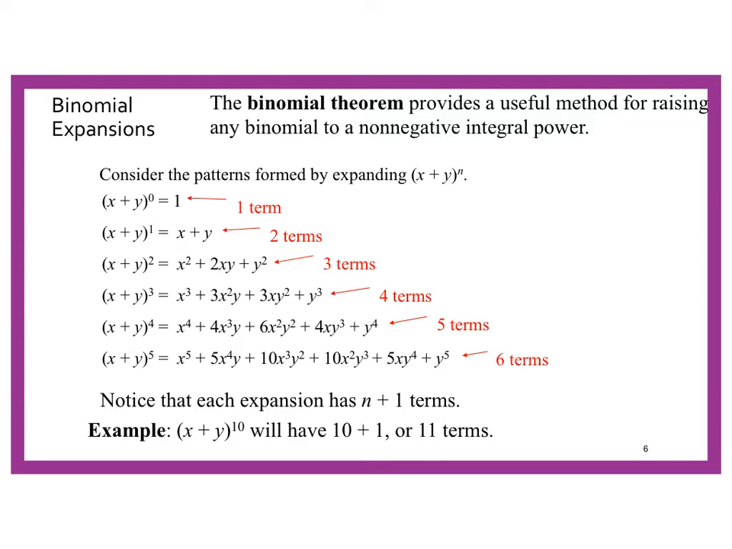Okay, the binomial theorem provides a useful method for raising any binomial to a non-negative integral power. So, x plus y to the 0, that's easy, it's 1. Anything to the 0 is 1. x plus y to the 1, x plus y squared. We know this form because we have done this before. x plus y to the 3, x plus y to the 4. So that's what this is all about, expanding binomials. Now, there won't always be x plus y. You can have 2x plus 3, that kind of thing. So we're going to show you how this works.